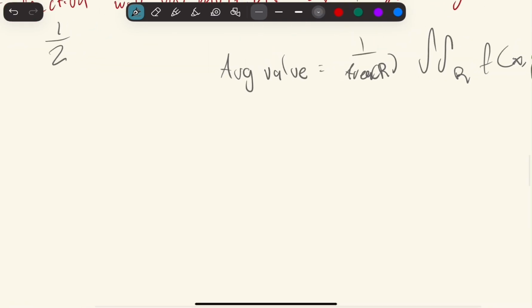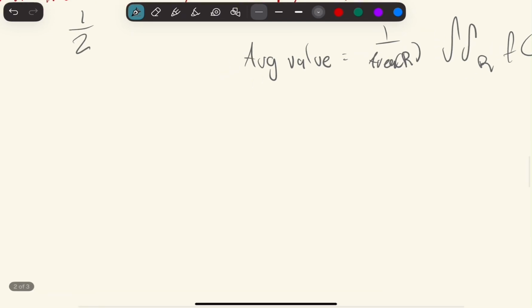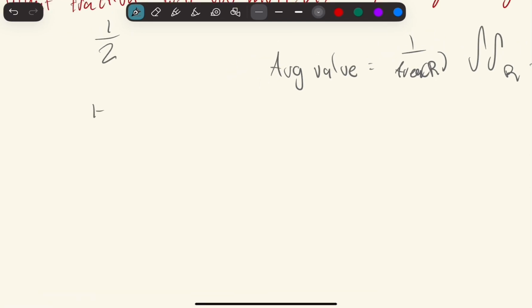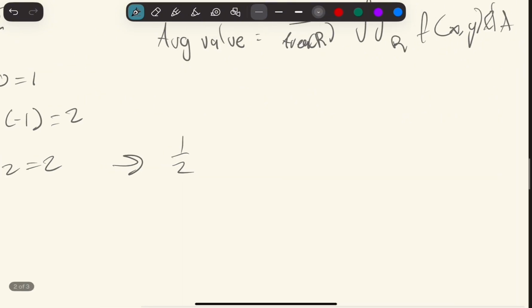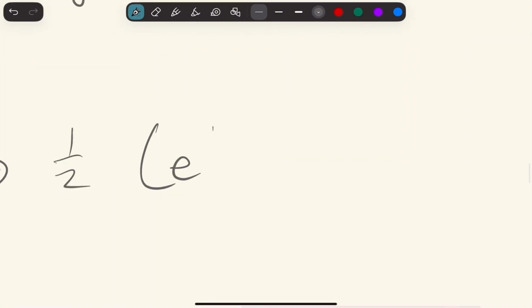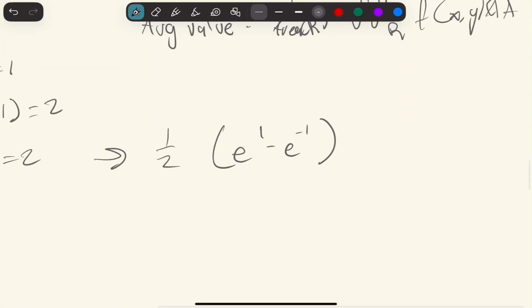In this specific situation, to get the area we have to multiply width times height. For x we have 1 minus 0 equals 1, and for y we have 1 minus -1 equals 2. So for the area, we have 1 times 2 equals 2. So we basically multiply 1/2 times e to the 1 minus e to the -1.